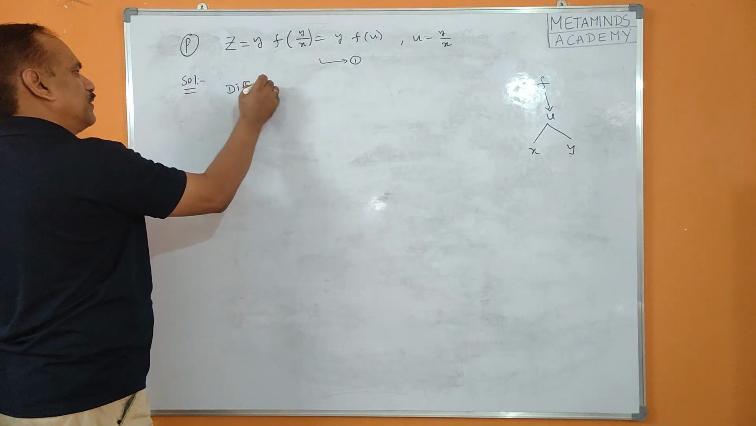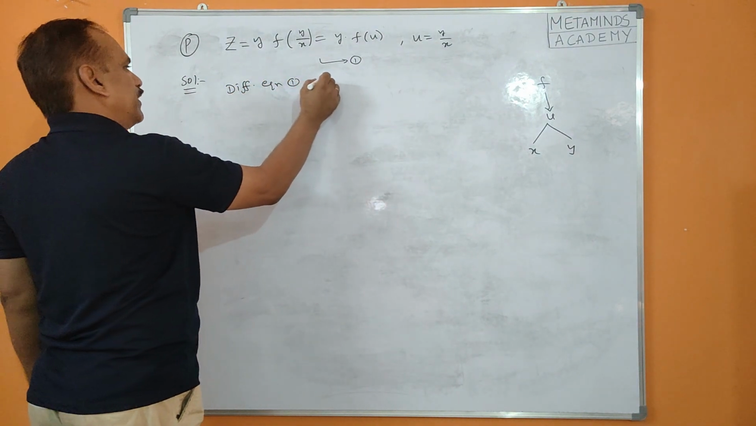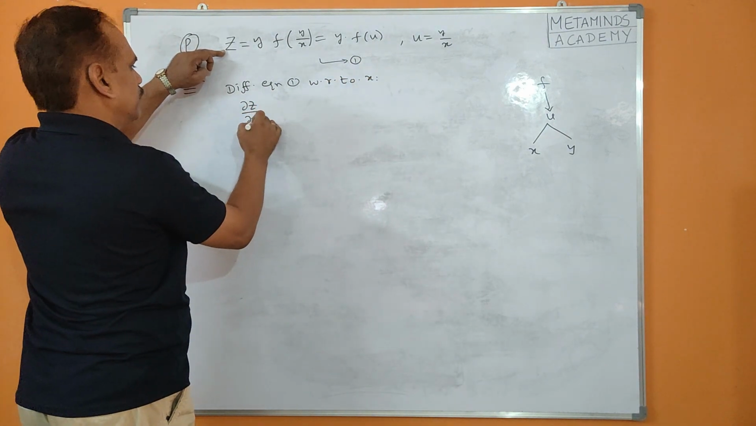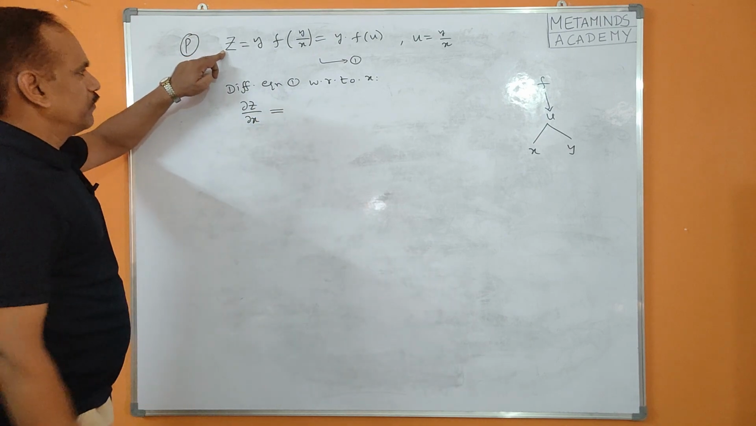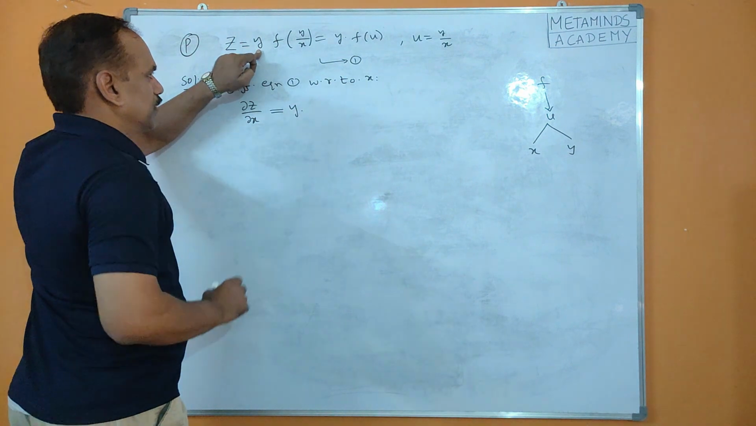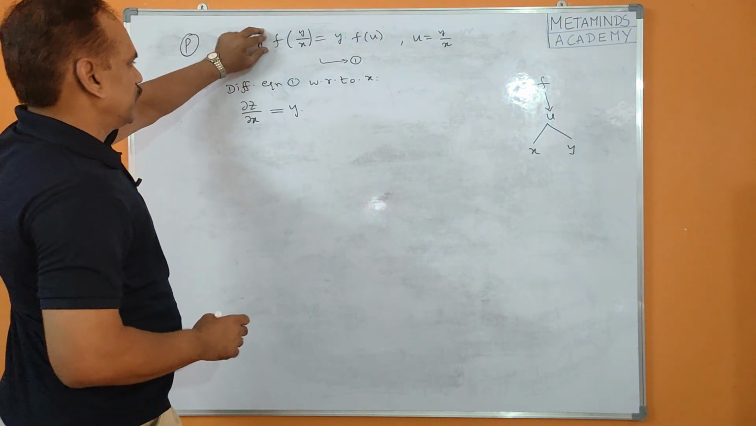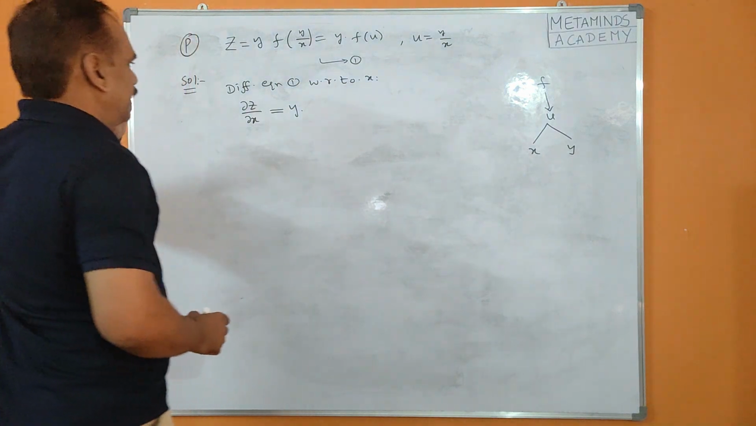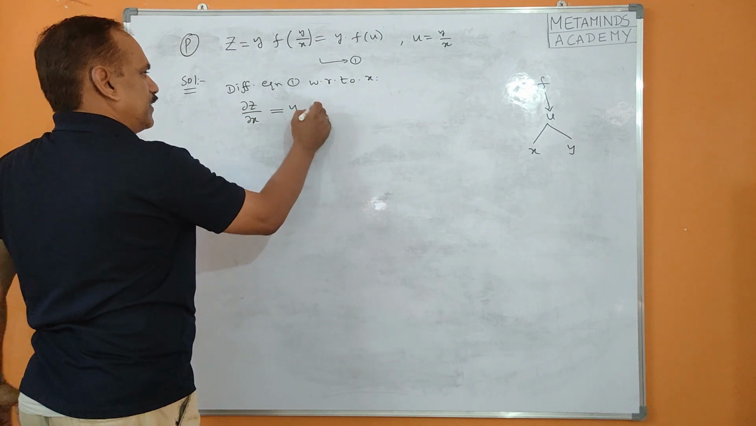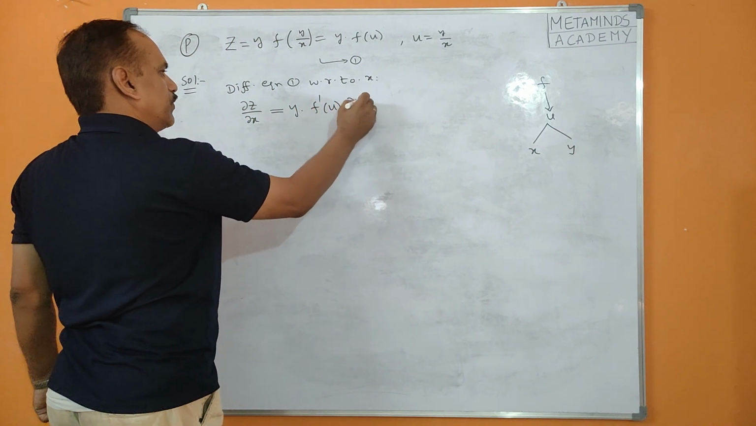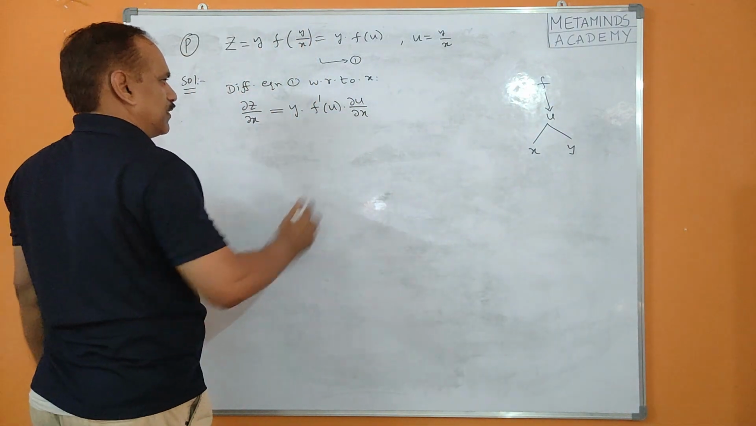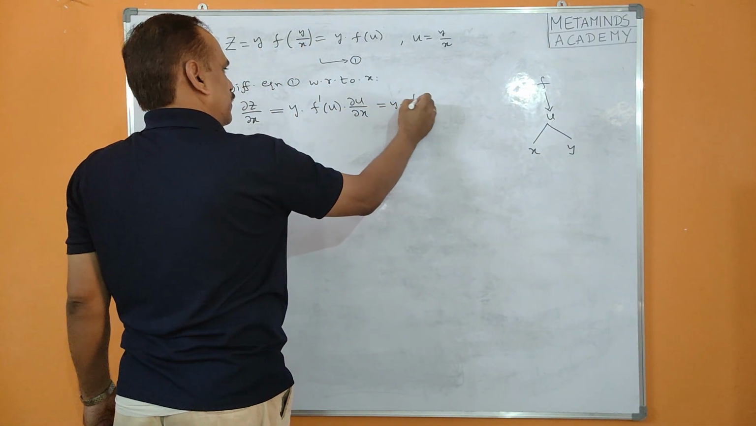Differentiate equation 1 with respect to x. It is dou z by dou x equal to, because we are differentiating with respect to x, y is kept constant. There is no x in this. So you can keep it as a constant and differentiate f of u with respect to x. So it is f dash u into dou u by dou x. So it is y into f dash u.